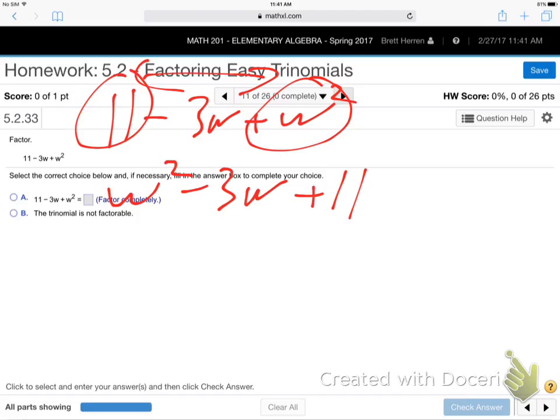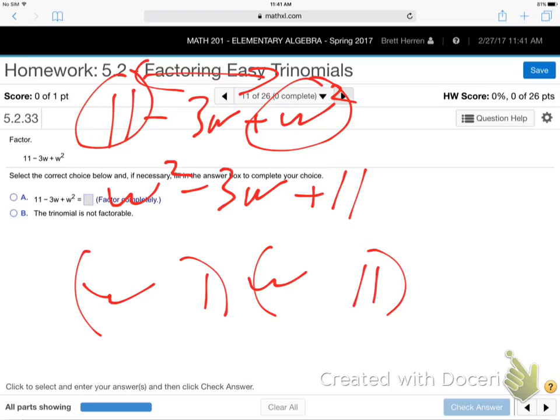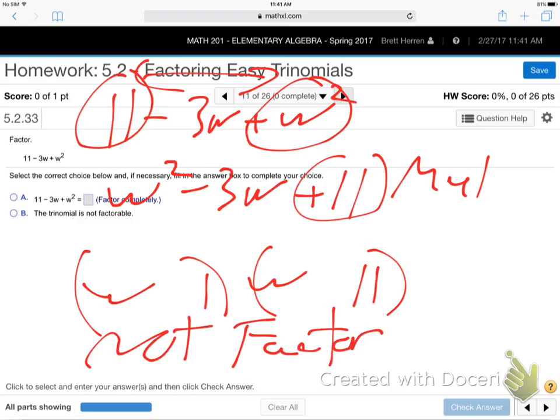Good. Okay. Oh, that one's not going to work, is it? No factor. See? There's no way to multiply to be 11. When you go to the parentheses, you go w. It's only 1 times 11. It's the only thing that multiplies to be 11, and that's not going to make 3. So this is not factorable. I didn't realize it at first. We good with that? See how we know that? The only thing that multiplies to be 11 is 1 times 11. That's not going to make 3 in the middle.